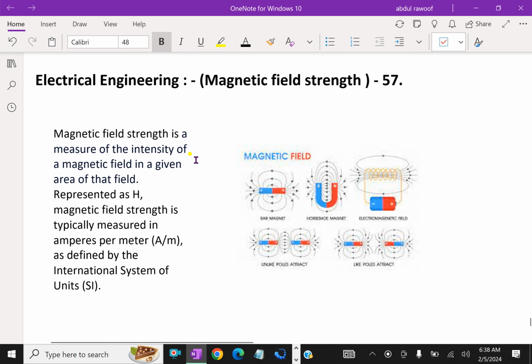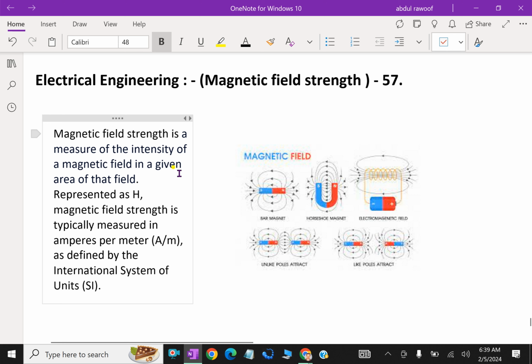In electrical engineering, let us discuss magnetic field strength. The magnetic field strength at any point within a magnetic field is numerically equal to the force experienced by a north pole of 1 Weber placed at that point. Hence, the unit is Newton per Weber.